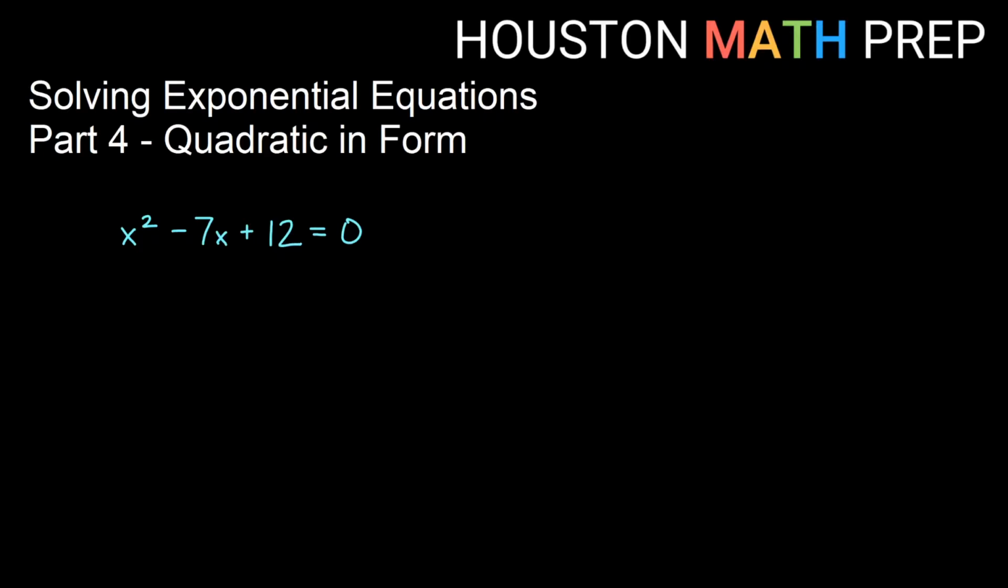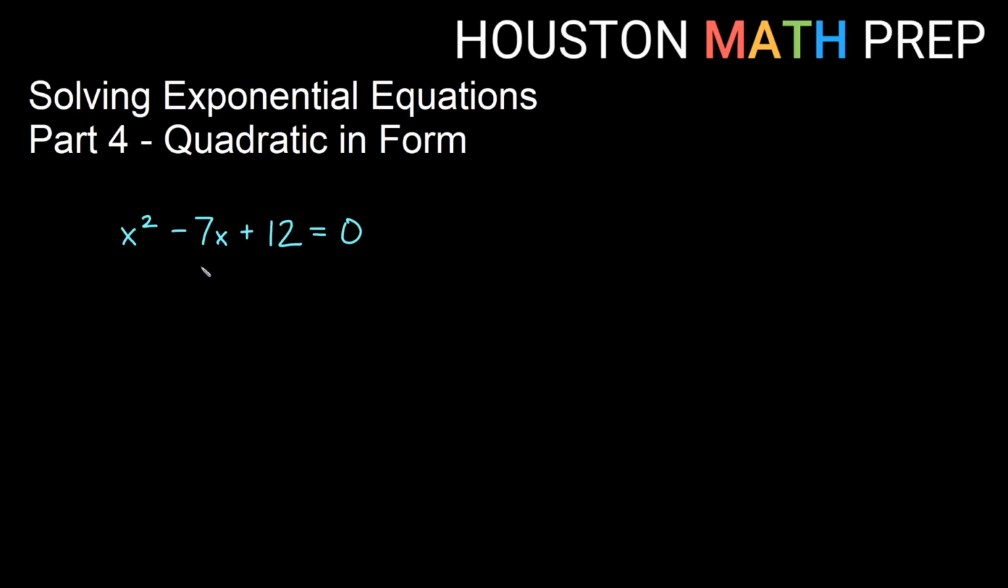We're doing exponential equations that are quadratic in form. So here, think about just a regular quadratic equation. We have something like x squared minus 7x plus 12 equals 0. And I've chosen something here that we would just normally solve by factoring. So we assume that your factoring is pretty solid whenever we're trying to solve something that is quadratic in form.